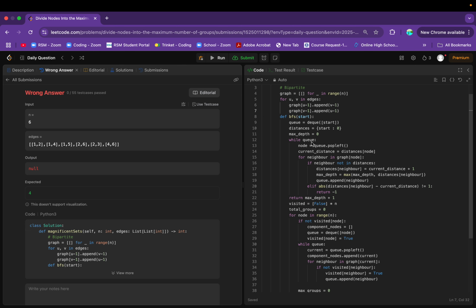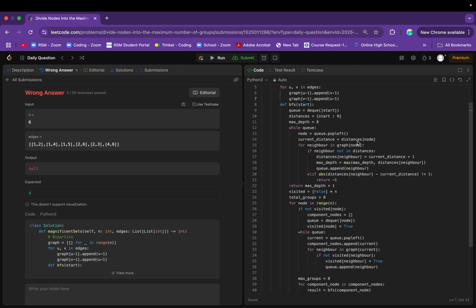So this is one of the main errors with a lot of code. It's very hard to keep track if everything is right. Just give me a minute, guys. Neighbor in the graph at node. Neighbors on the distances. Alrighty.